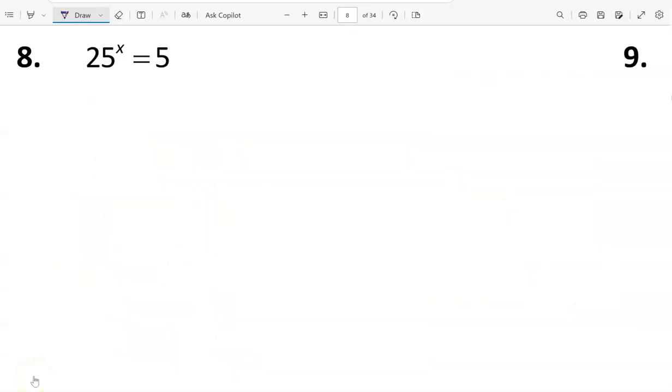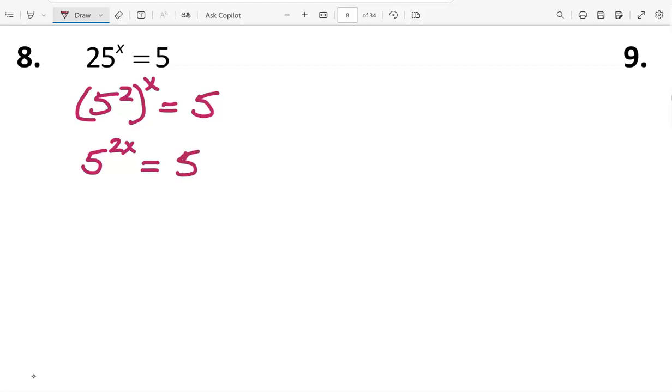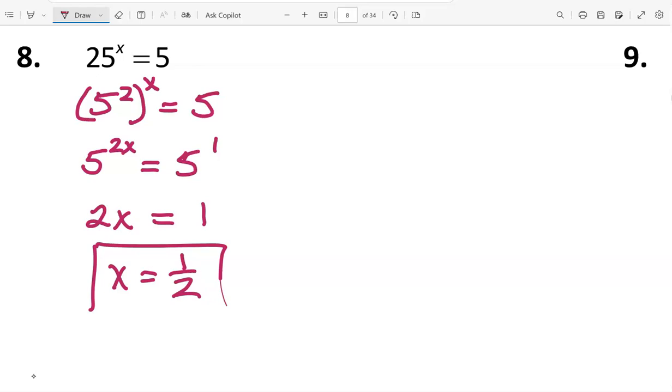For number 8, 25 to the x is equal to 5. We're going to try to re-express both sides with the same base. So 25 can be re-expressed as 5 raised to the second power. So now we have 5 raised to the second power raised to the x power equals 5. When we raise a power to a power, we multiply exponents, so 5 to the 2x equals 5. And the 5 on the right side of the equation can be re-expressed as 5 to the 1. Now that both sides have the same base, we can equate the exponents, so 2x is equal to 1, and solve for x, so x is 1/2.